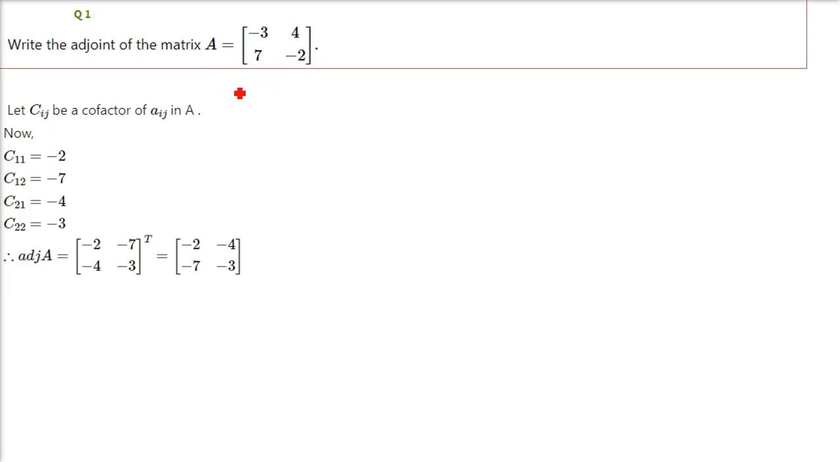But before that, the proper method, the way in which we find the adjoint is by making a cofactor matrix. This is true for a 2 by 2 matrix, 3 by 3 matrix, and so on. So when you write this, 3, 4, 7, minus 2, it is minus 3. So I'll just change it. There are 2 rows and 2 columns here, so we call them C11, C12, C21, C22. This subscript shows the row and column.